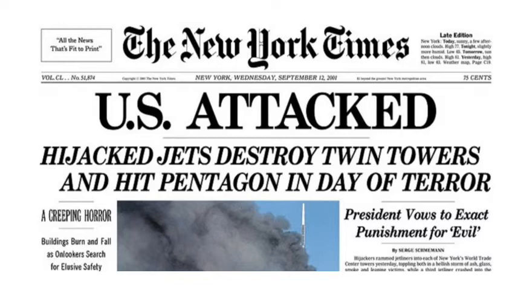Again, you see here on the New York Times, U.S. attack. The hijacked jets destroy the Twin Towers, which were the tallest buildings in the United States, and both of them were destroyed.